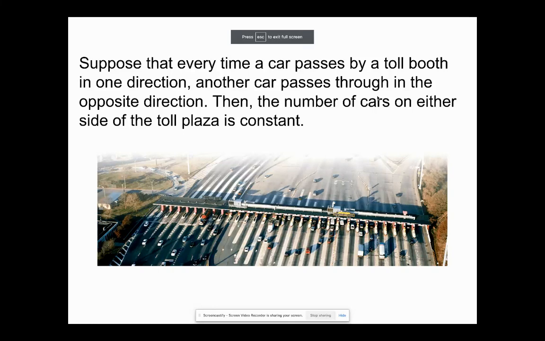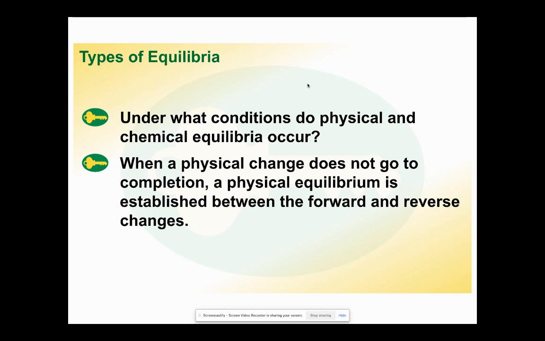All right, so suppose that every time a car passes by a toll booth in one direction, another car passes in the opposite direction. Then the number of cars on either side of the toll plaza is constant. So here they have cars going this way and cars going this way.